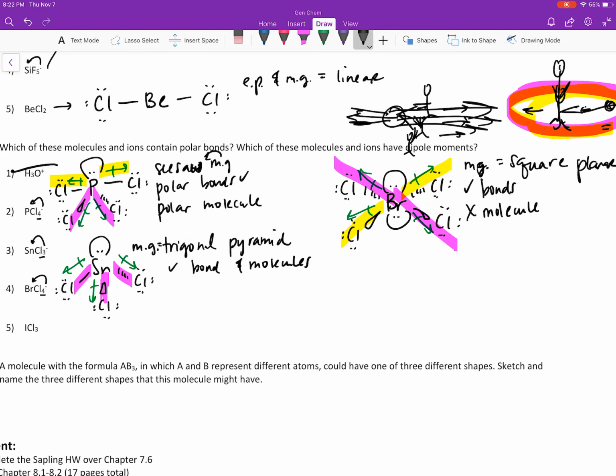Next one, ICl3. Iodine wants to have 7 valence electrons. In this case, it's going to have 3 bonds, which tells me that the other 4 are going to be lone pairs on the iodine.